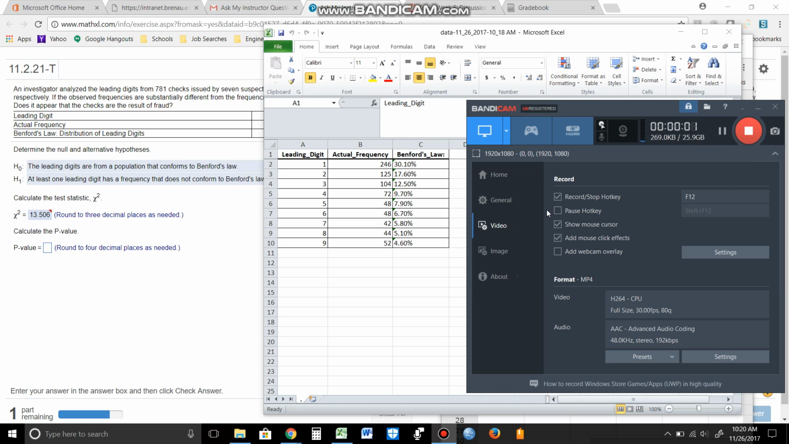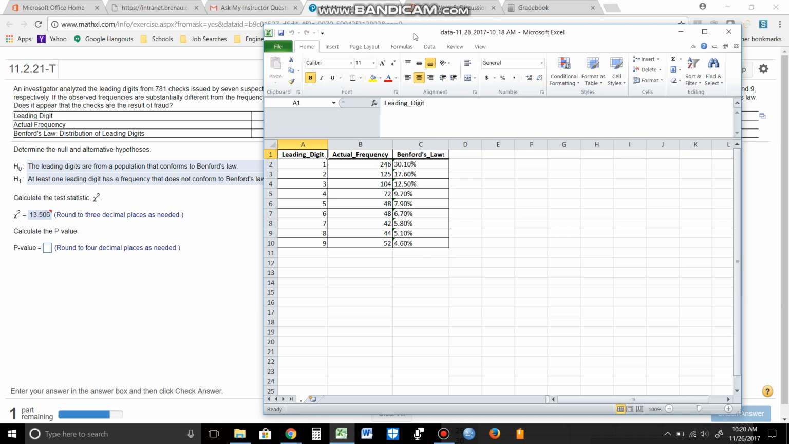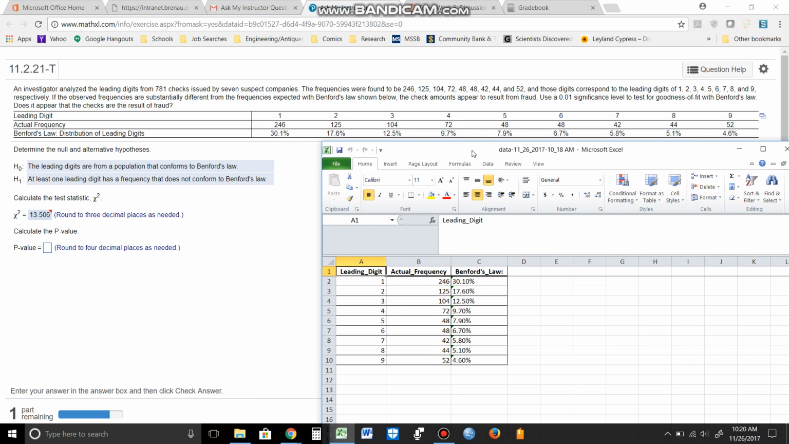Hi class, let's look at this problem here. This is another problem that utilizes Benford's law. Of course, we're not going to be able to use Excel on our final if we see this problem, but you can do this by hand if you wish. I'm going to do it in Excel for expediency purposes.